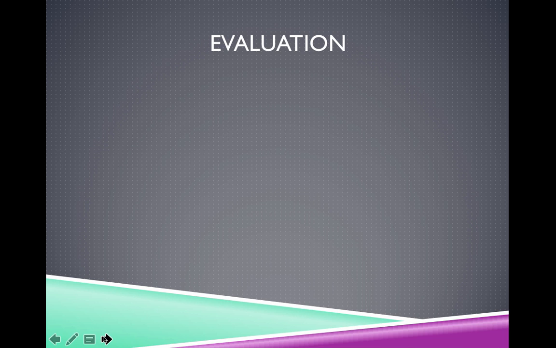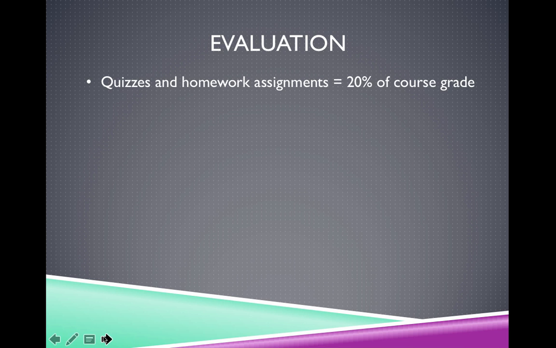Now, we've talked about department requirements, so let's talk specifically about the types of assignments you'll be doing and how they will be affecting your grade. Okay, first there's a large category that's called quizzes and homework assignments, and it's worth 20% of your course grade. Everything we do for this course, except the 2 papers, will be included in this grading category.